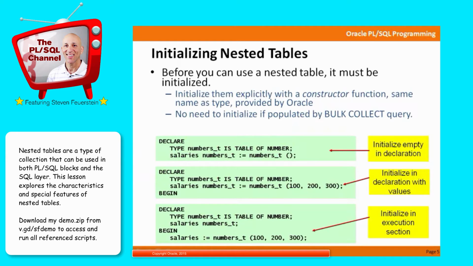Finally, if I want to, I can put off the initialization into the execution section. So I declare the type, I declare the variable based on the type, but not until the executable section begins do I actually call the constructor function and assign the values? That's fine, as long as you don't try to use that collection before it's initialized. If you do, you'll get an uninitialized collection error, which I'll show you in just a moment when we look at an example. So initialize first, call the built-in constructor function.